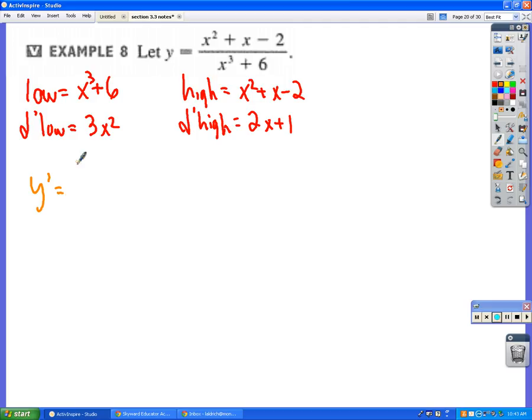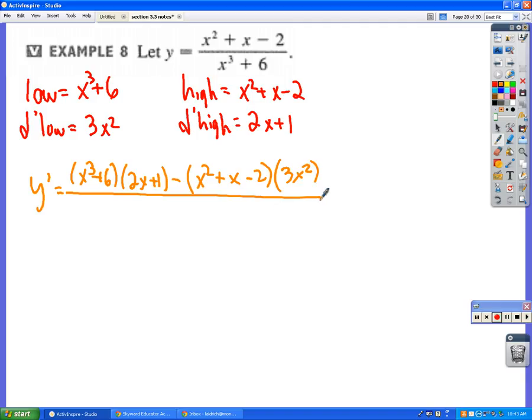Low is x cubed plus 6, times D high, which is 2x plus 1, minus high, x squared plus x minus 2, times D low. This is a little long. Okay. Let's just, I don't want to FOIL this. Over the square of what's below. What's that? x cubed plus 6 quantity squared. Okay.